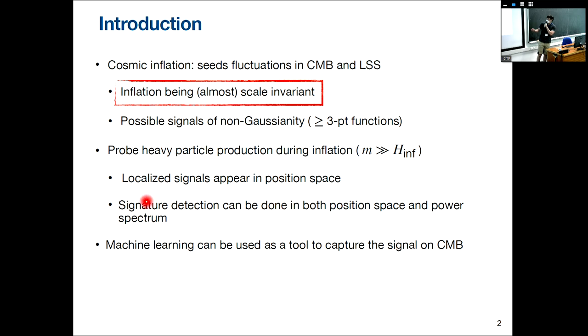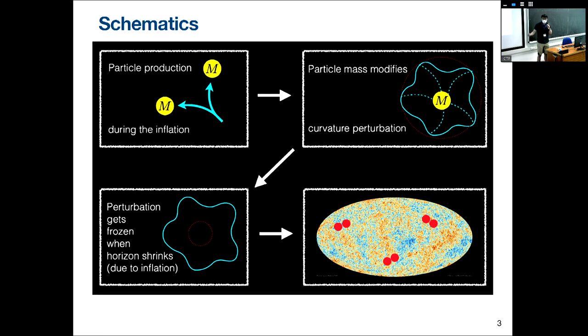As a result, localized signals appear in position space. This signal detection can be done either in position space or at the power spectrum level, so both position and momentum space are possible. My main focus is using machine learning as a tool so that we can pluck out those signals.